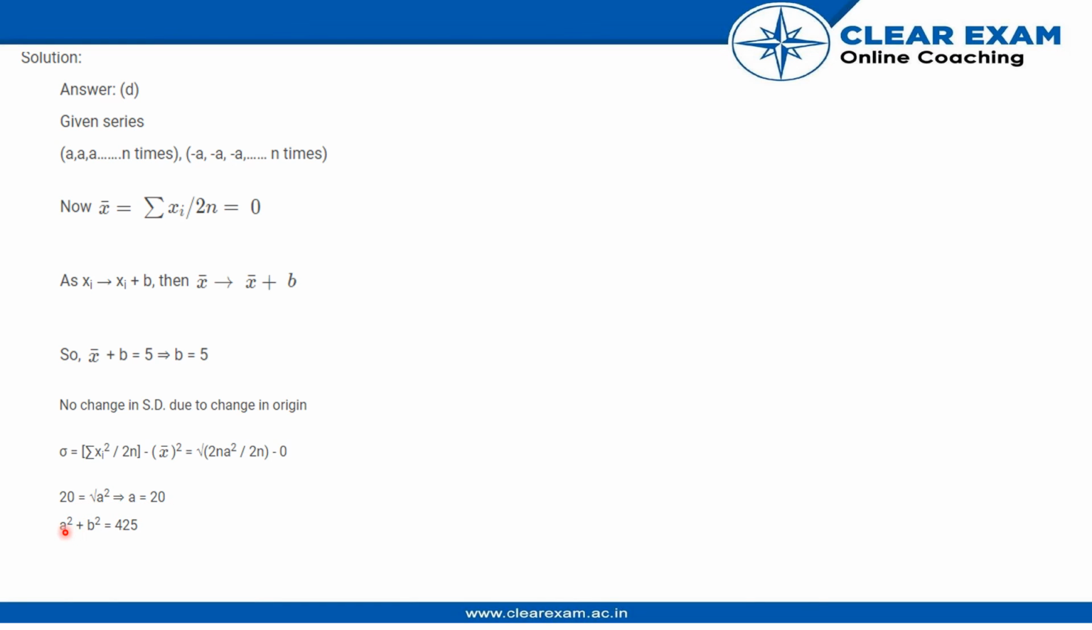Now what the question is asking, what will be the value of a square plus b square, which is equal to 20 square plus 5 square, which equals 425.